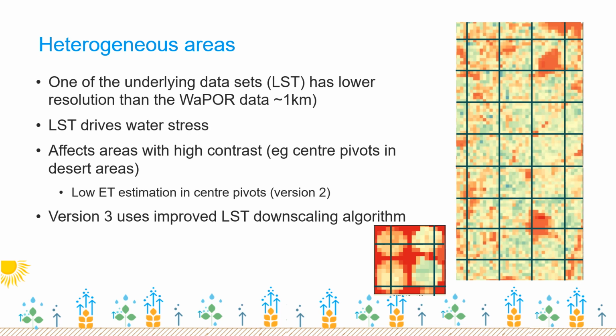Finally, I would like to go into a bit more detail regarding the WaPOR data in heterogeneous areas. We already discussed briefly the implications of the different resolutions of the different input layers. Here I would like to focus on one of the resolution layers, the land surface temperature, which is used to calculate the relative soil moisture content and influences the evapotranspiration in the form of water stress. We observed that specifically in areas with high contrast, such as very wet and high evapotranspiring center pivots located in very dry areas, the ET estimation for the center pivots is relatively low. The version 3 now uses an improved thermal sharpening algorithm, and the expectation is that the results will be much better.